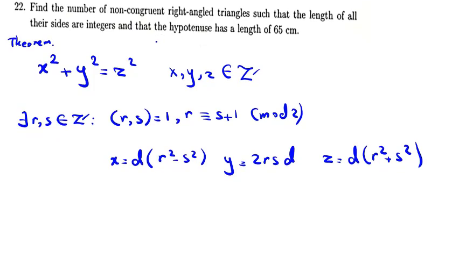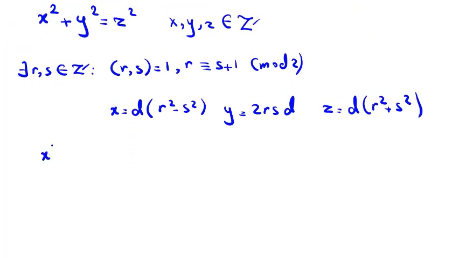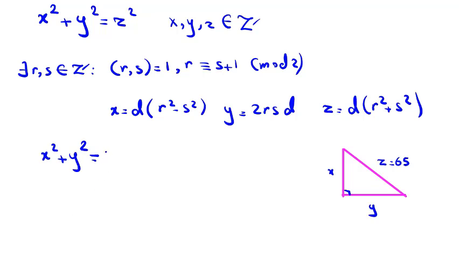So find the number of non-congruent triangles. Let's consider 65. If I consider the triangle like this, z is 65, this one is x, this one is y. So you say x squared plus y squared equals z squared, which is 65 squared. Now you say, okay, z is d times (r squared plus s squared).